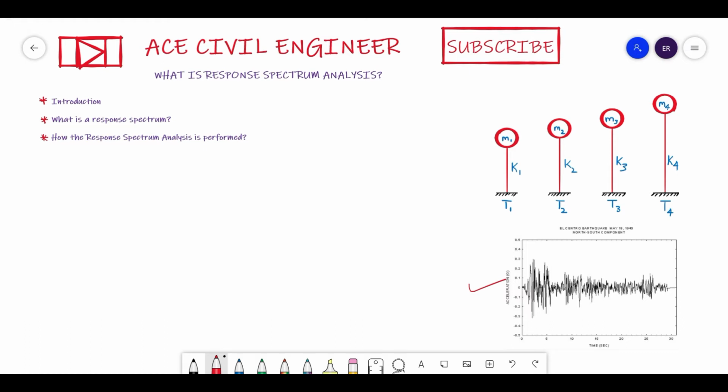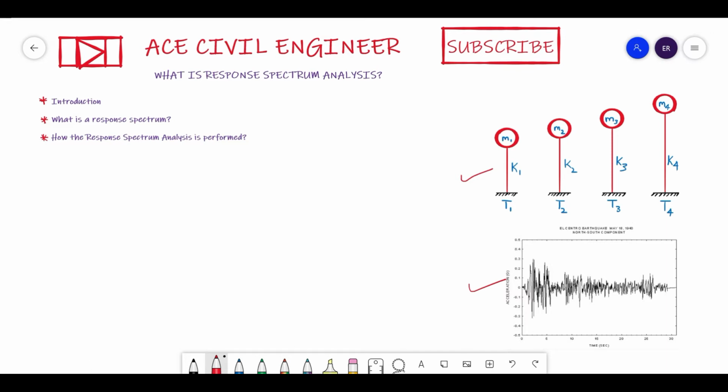What it means, friends, is that it is basically a curve. A response spectrum is nothing but a curve plotted based on the maximum response of linear single degree of freedom systems. Linear single degree of freedom means, for example, I have shown you here four oscillators. These four oscillators are linear single degree of freedom systems. If you see, each has a single mass, it is linear, it has a particular stiffness, and it has a particular natural period, T1. For this T1 we can find the natural period as well.